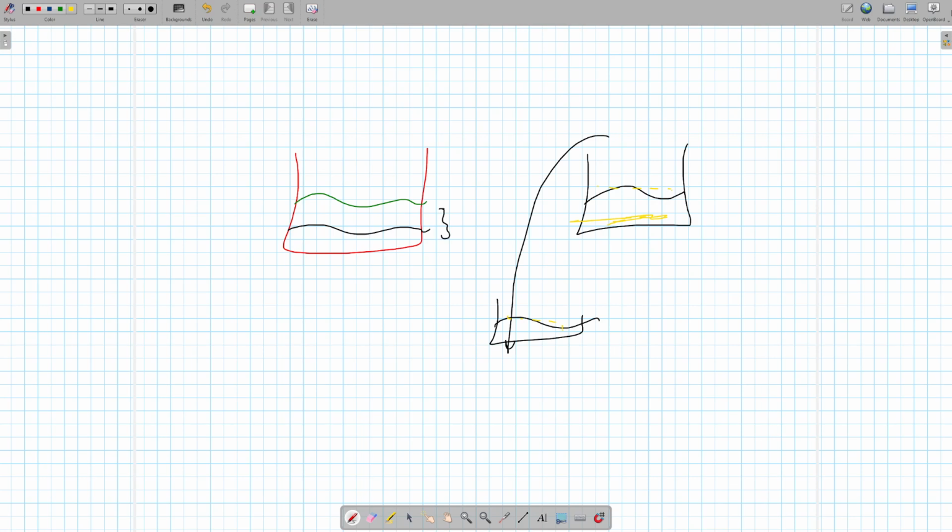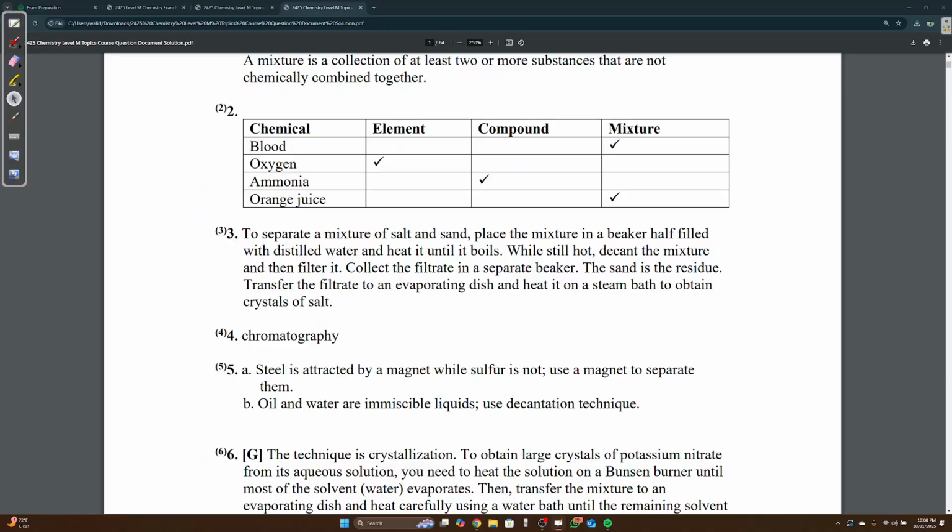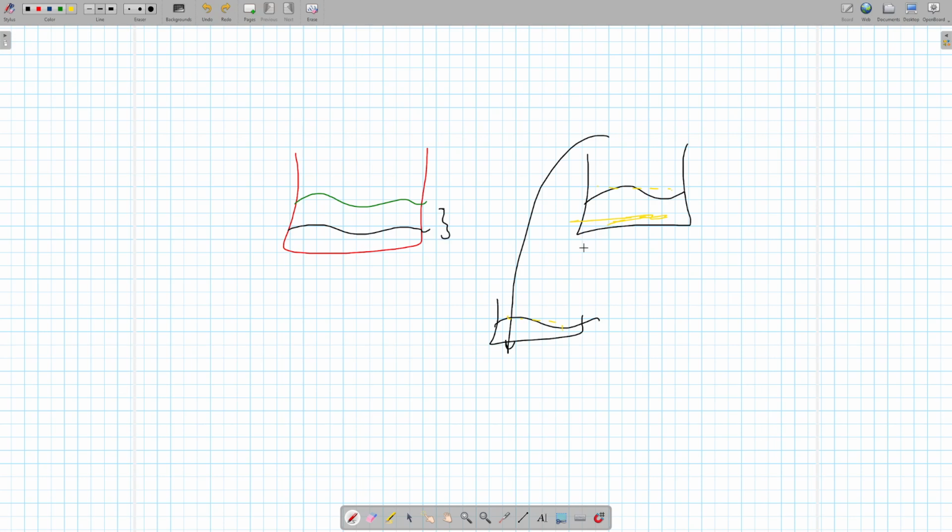Okay, some people skip this step and go directly to filtration. But the problem is there's too much sand to do filtration. So they do this step here, that way there's little sand left, and now you can actually do filtration. So you get this mixture, filter it in a separate beaker. The sand is obviously going to be the residue, and transfer the filtrate. You have the sand separated, right?